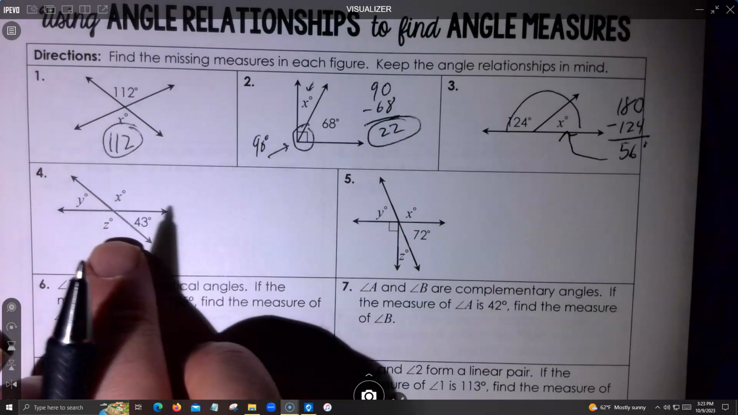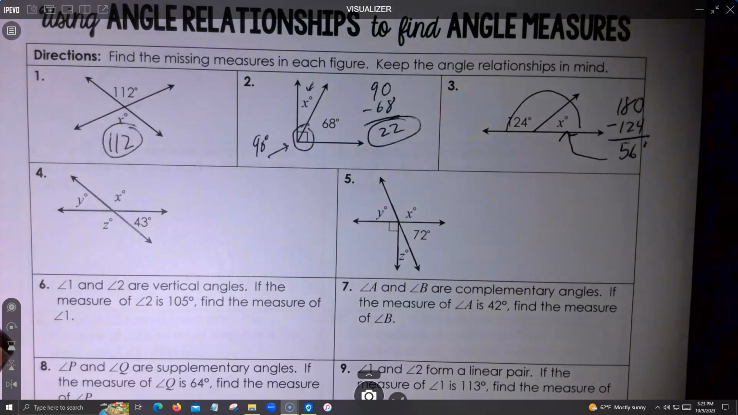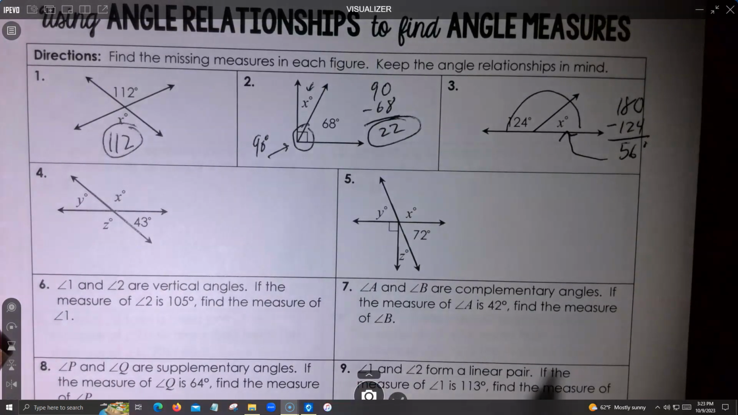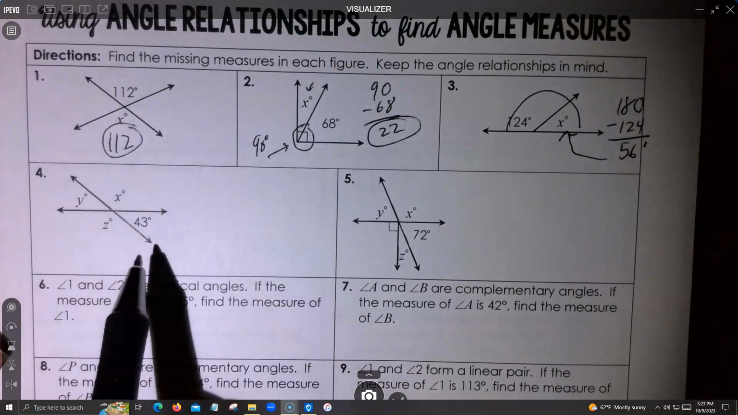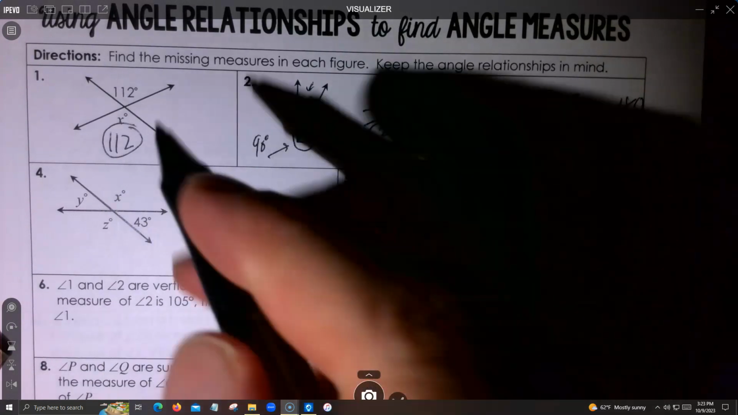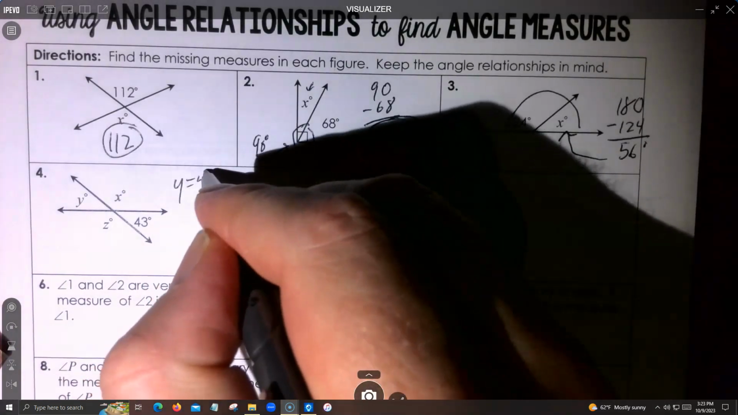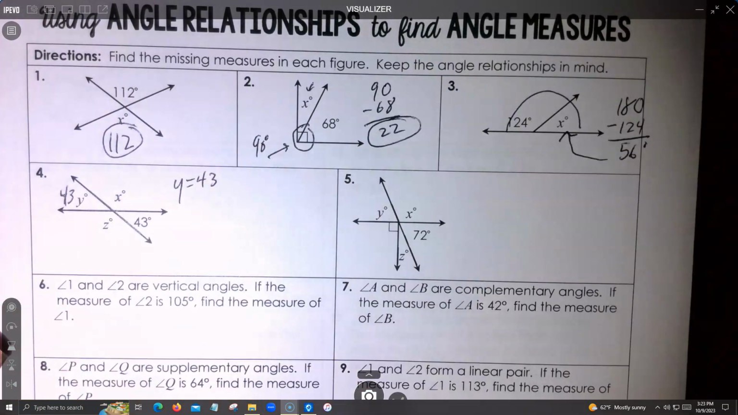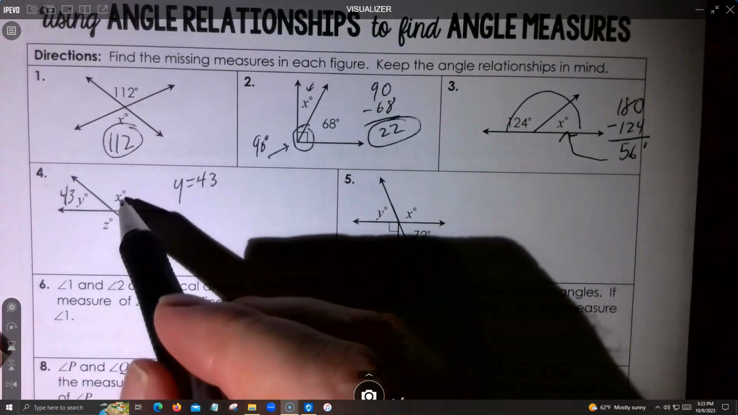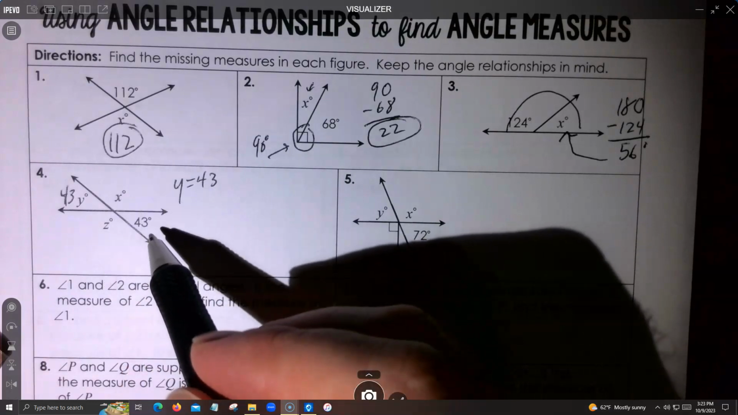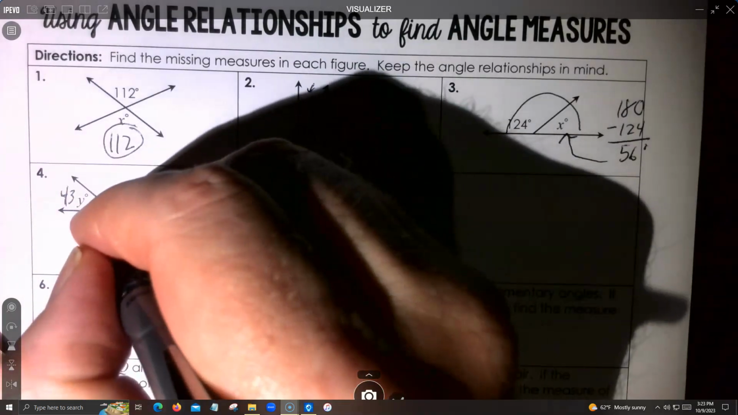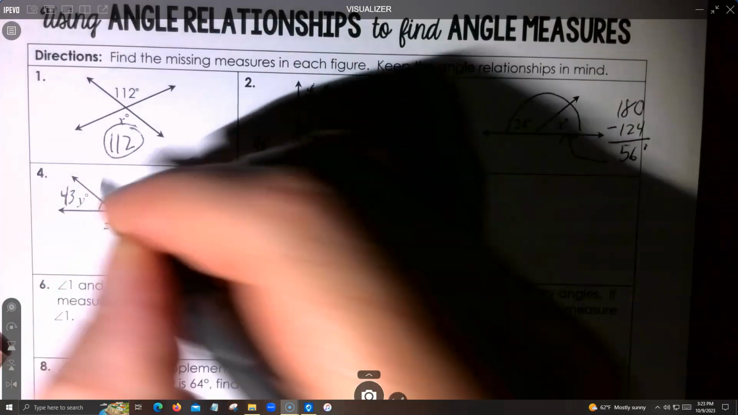All right, so on this one, I've got a lot of variables defined here. So I know this is all about vertical angles for the most part. So I know that y is 43 degrees. Okay, so I can mark this 43. And I also know that x and z are the same size, so all I have to do is figure out what x is.